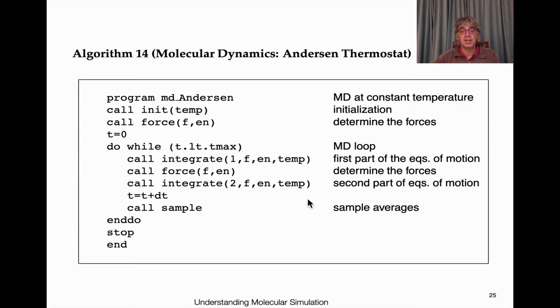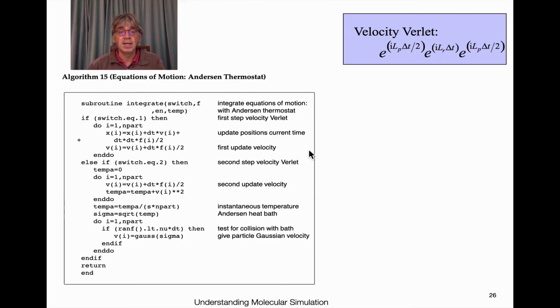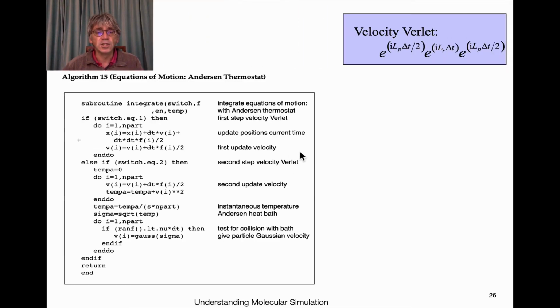So this is then a typical algorithm, which would be the notion of an Andersen thermostat. It looks very similar to our basic MD. The initialization, we calculate the force, we integrate the equations of motion, and we do the sampling. Of course, the difference is in the way we construct this collision with the Andersen daemon, and that is shown here.